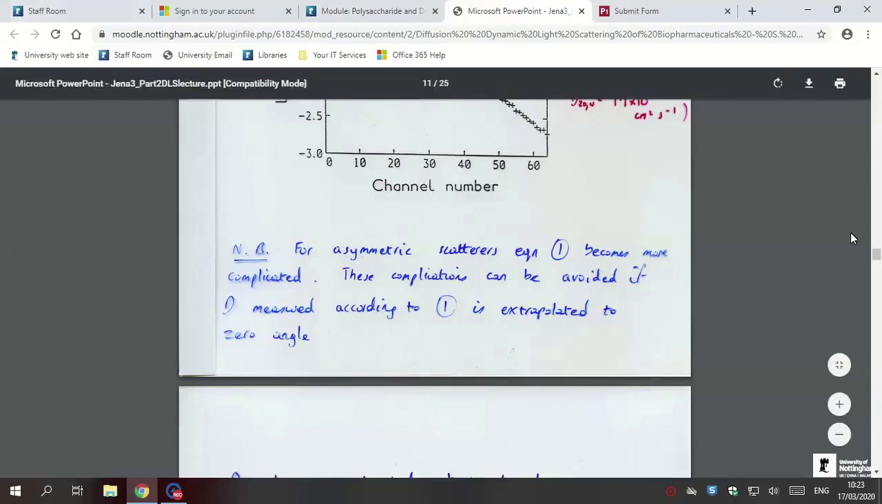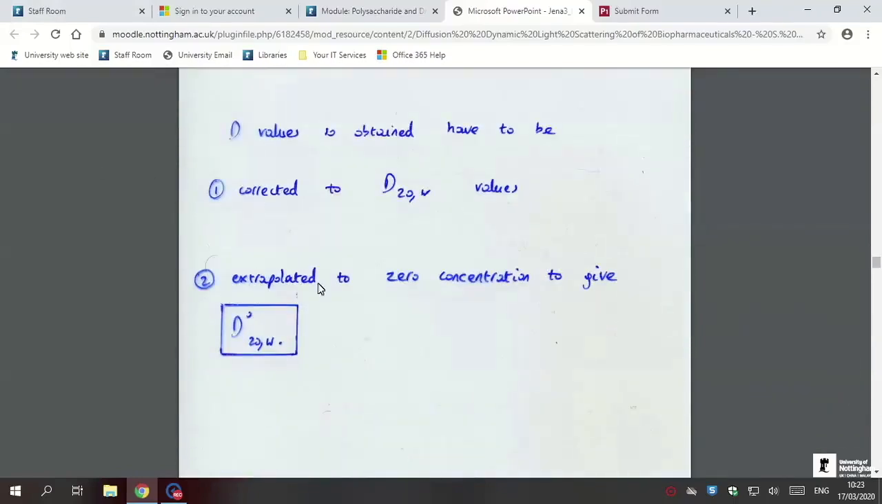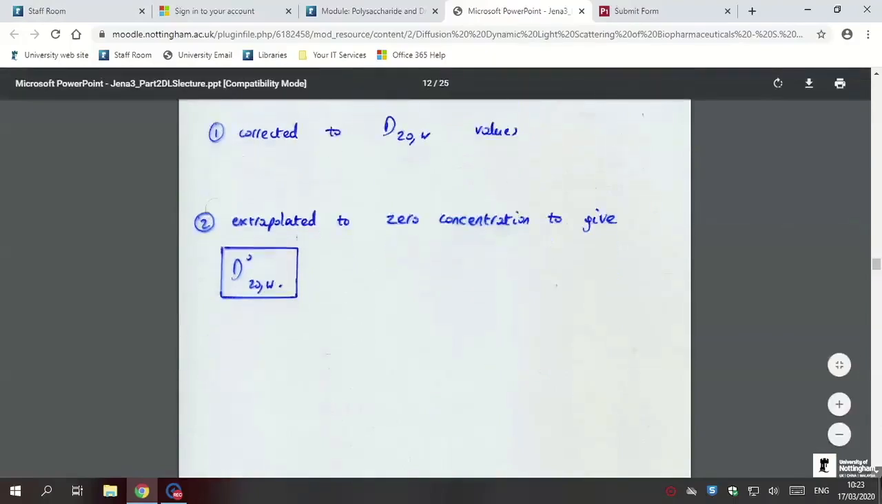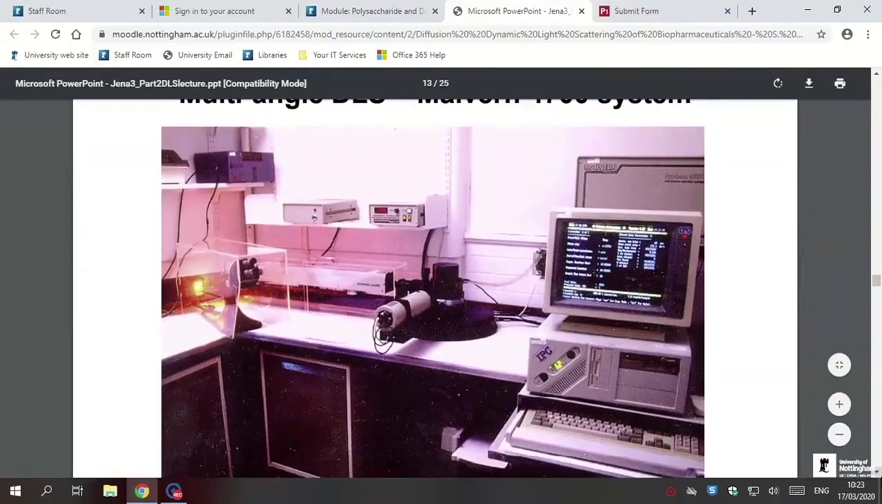Right, let's zip through this then. So yeah, we've done that. We've corrected to standard conditions, and if necessary, extrapolated to zero concentration. This is what an instrument used to look like. This was back in what's now the Barn building, where our old NCMH laboratories used to be. And this is a scientific instrument. There's the laser. Your solution goes in a cuvette.